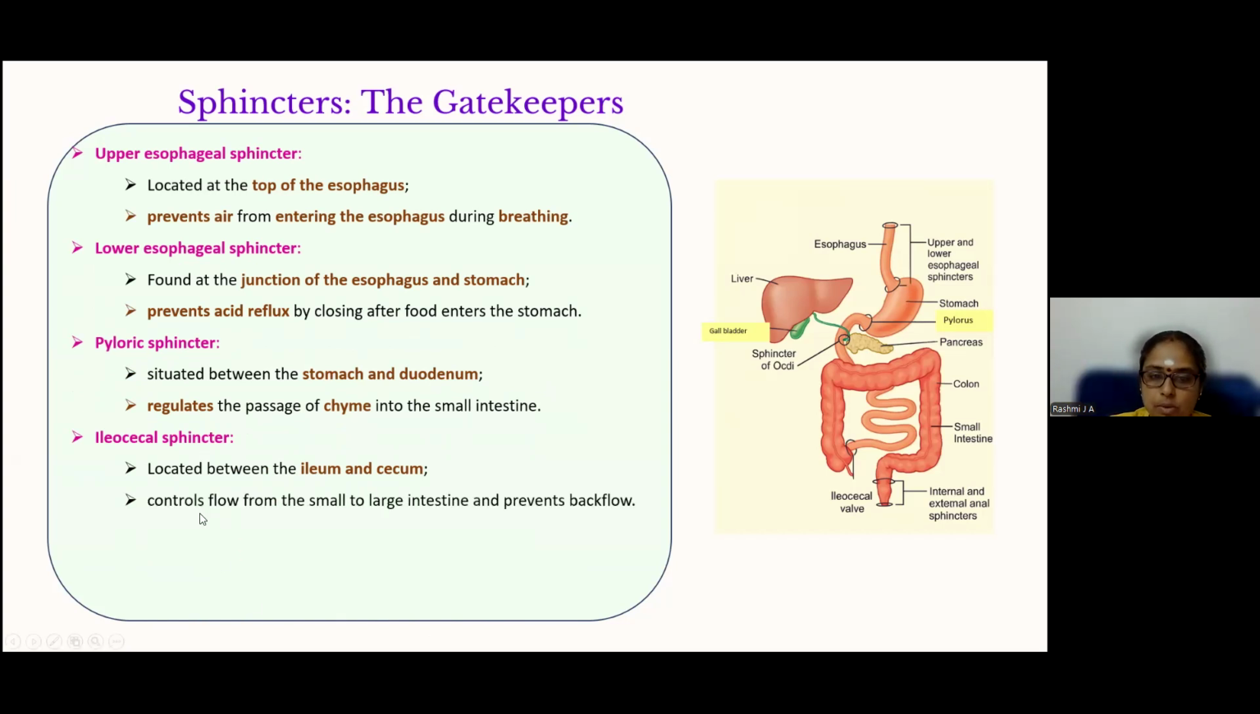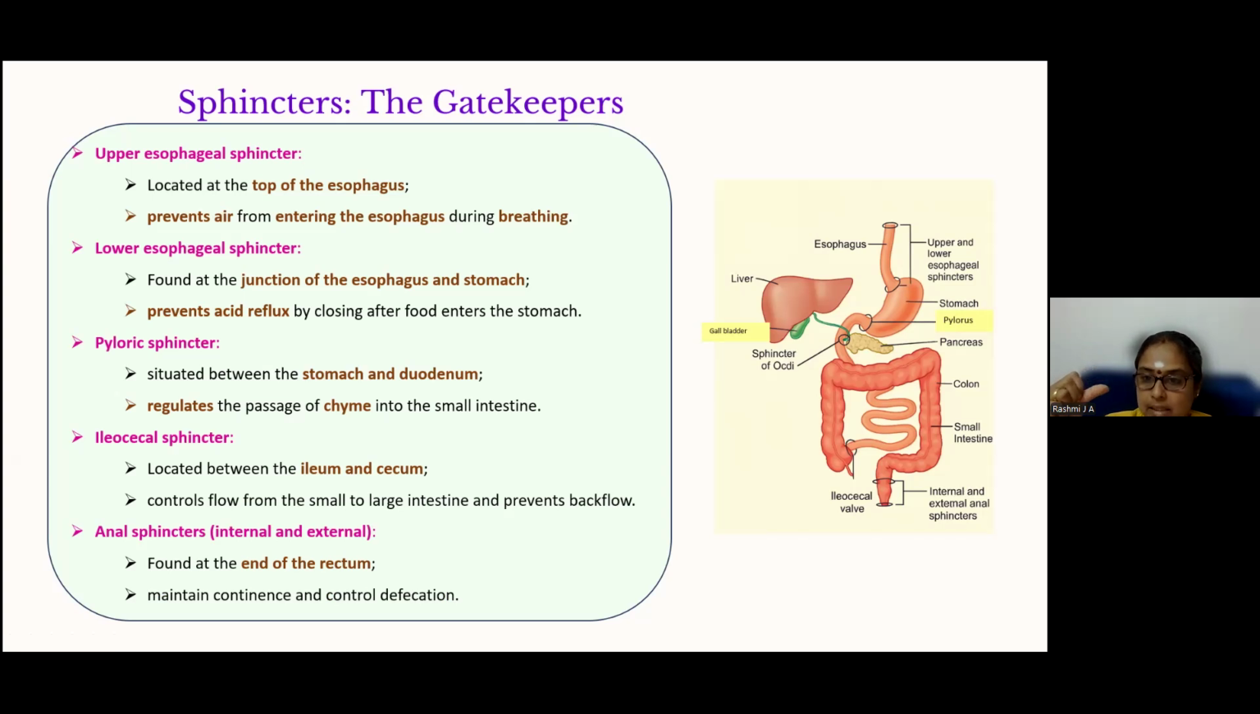This will control the flow from the small intestine to the large and prevents backflow. So the sphincters are essentially placed at each junction so that there will be only one-way flow and the reverse is not allowed at all. Then anal, it has internal and external. It is at the end of the rectum. It maintains consistency and control for defecation.